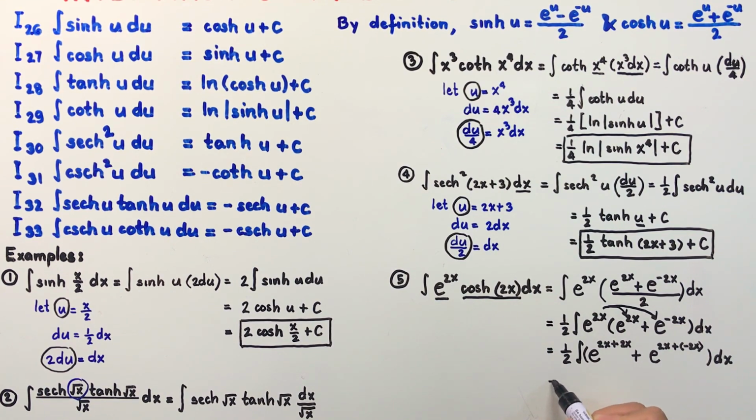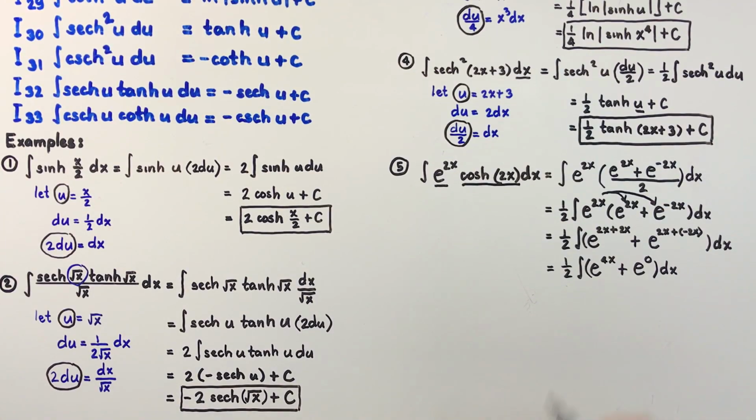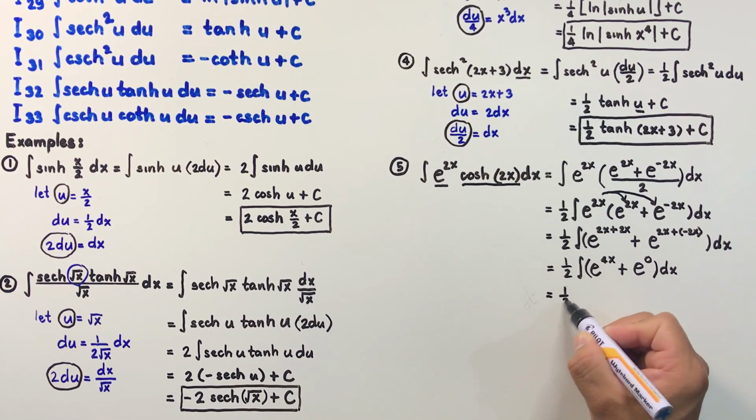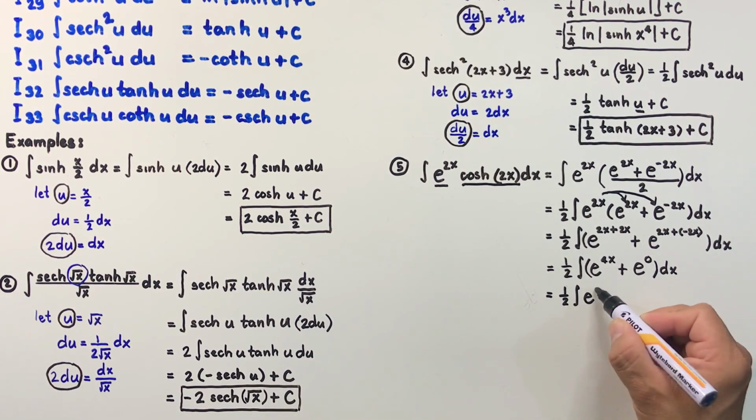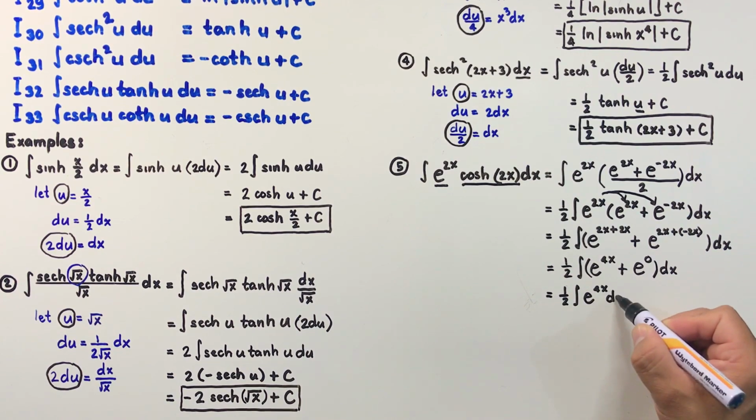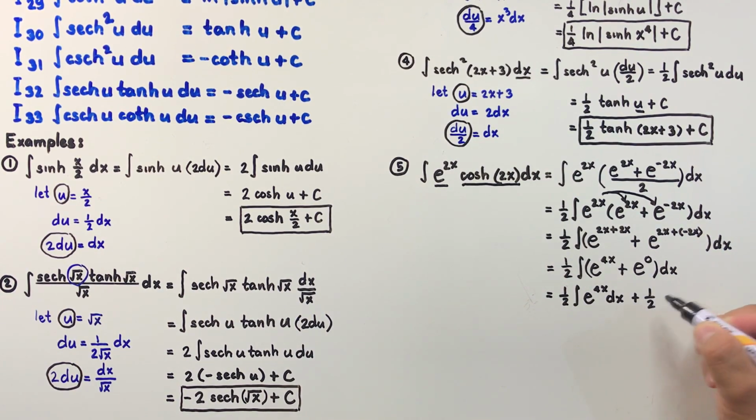So this is equal to 1/2 of the integral of e to the power 4x plus e to the power 0, because 2x plus the negative 2x is 0. And then applying the integral of a sum rule, we have 1/2 of the integral of e to the power 4x dx plus 1/2 of the integral of e to the power 0 dx.